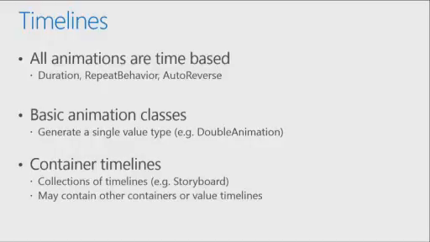And then we tend to have, again, for those types, animation classes like double animation. And then we also have classes for keyframes. So in this case, we'll have double animation using keyframes, which would be the name of the class. And then we aggregate all of the animations into this whole concept of a storyboard.